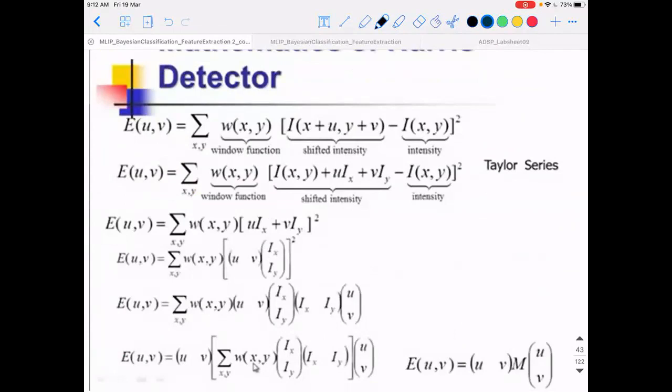So I(x+u, y+v) can be expanded in a two-dimensional Taylor series. Those who are familiar with it, that is fine. Otherwise I will quickly give a brief discussion of it here, though I hope this was discussed in the computer vision course. I will just give you a very brief discussion here.